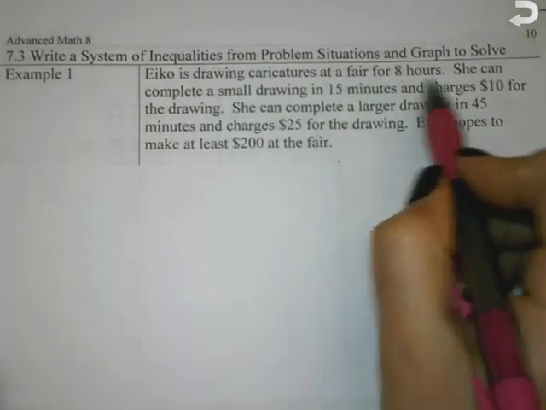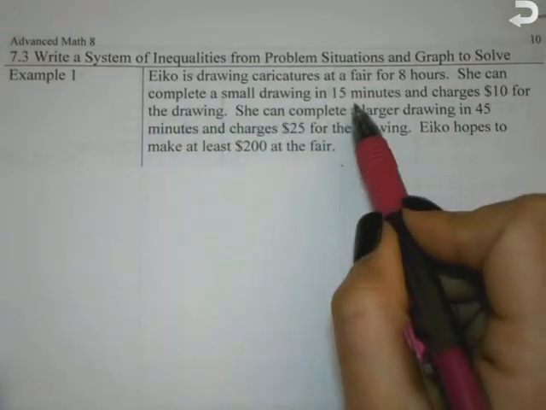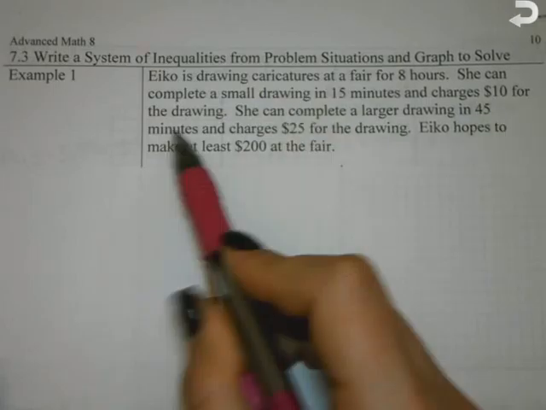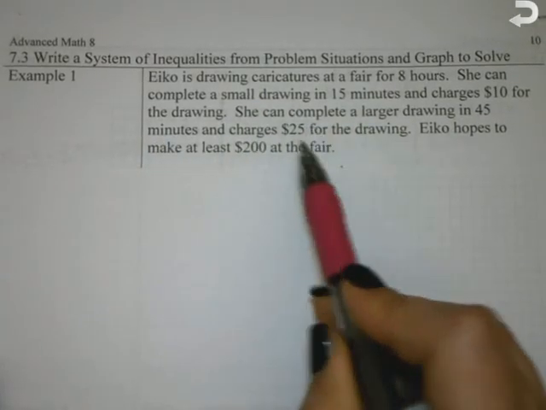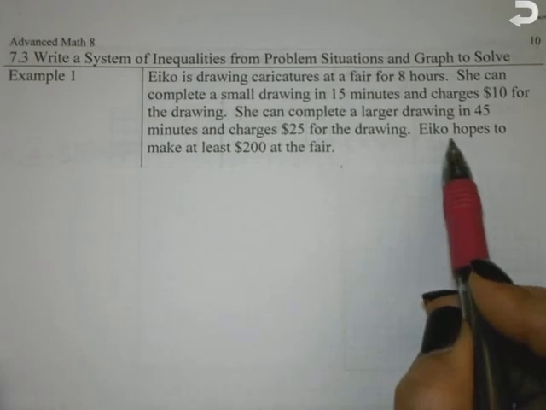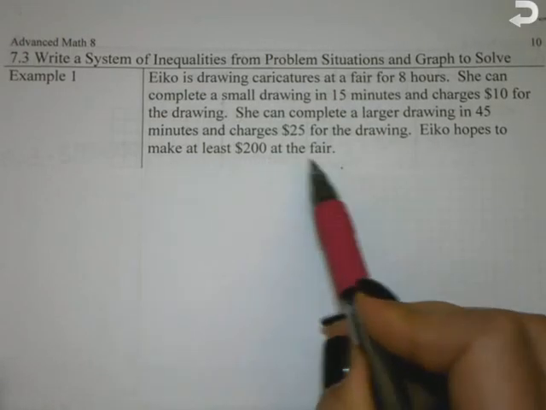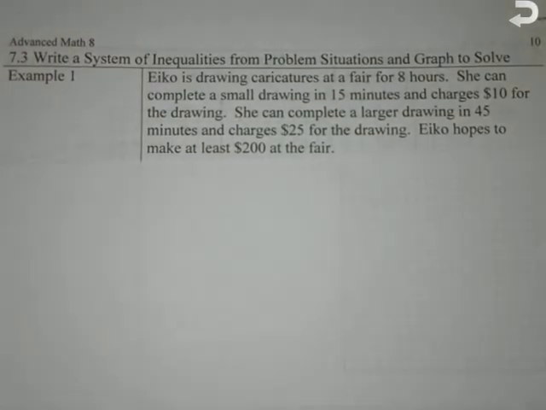So she's drawing for 8 hours. She can complete a small drawing in 15 minutes and charge $10 for the drawing. She can complete a larger drawing in 45 minutes and charge $25 for the drawing. Aiko hopes to make at least $200 at the fair. Okay, so let's take a look at all of the information that they give us.